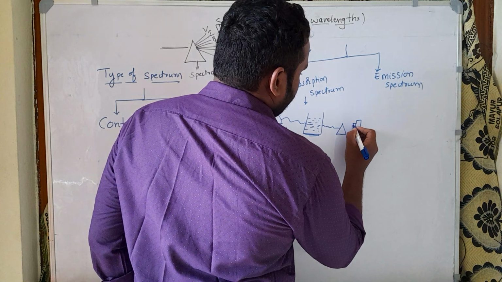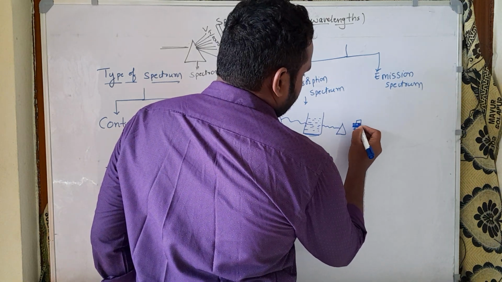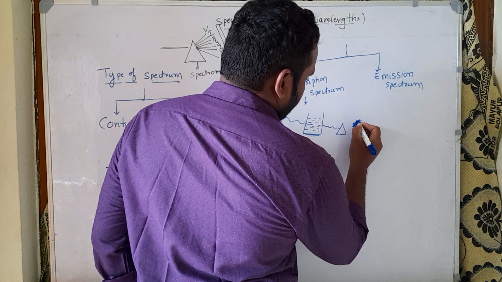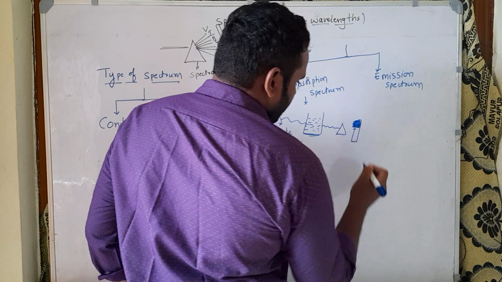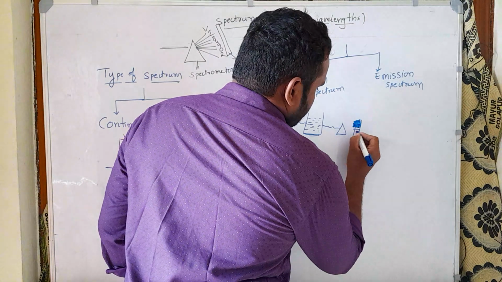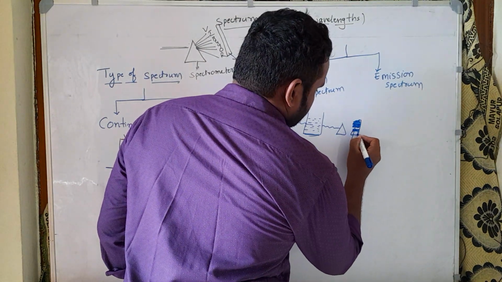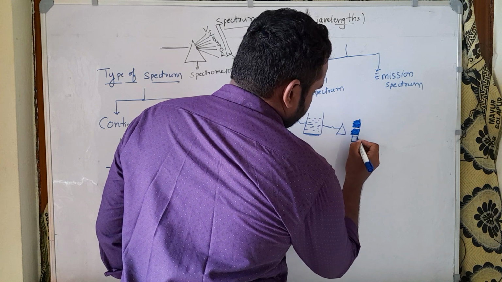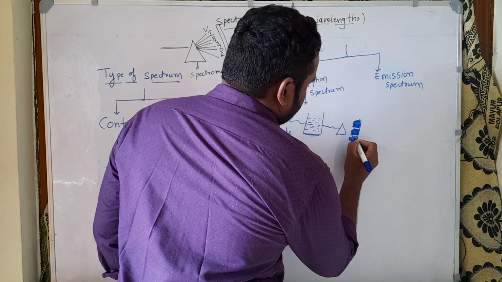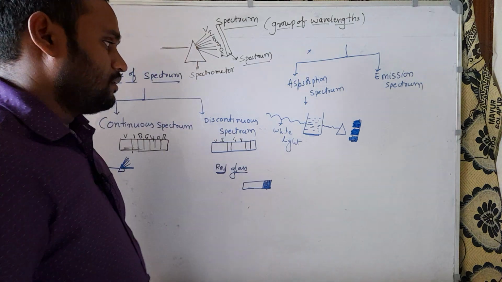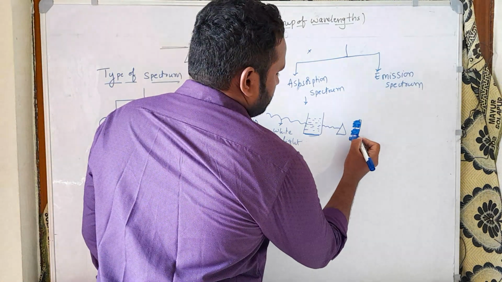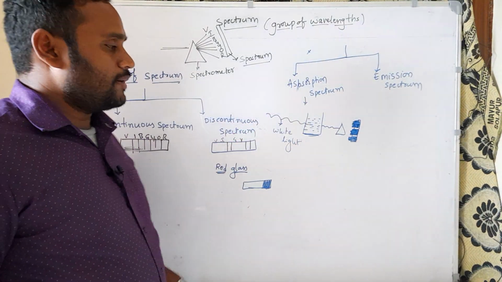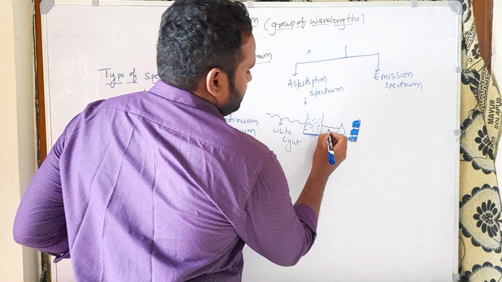Here we will get a bright background and some small gaps. Here we are going to get some bright lines and some small gaps in the different color regions. So that is nothing but the absorption spectrum.